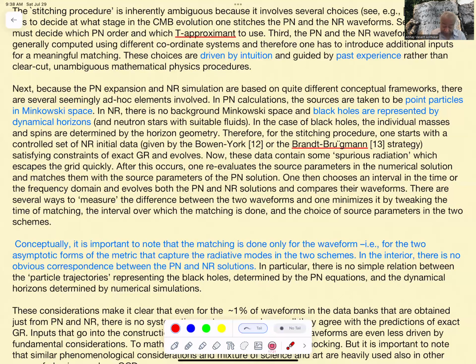There are several ways to measure the difference between the two waveforms, and one minimizes the difference by tweaking the time of matching, the interval over which the matching is done, and the choice of the source parameters in the two systems. And when there is a match, then one says, okay, I matched it well now in this region. So to the past of the region, I'm going to use post-Newtonian. To the future of that region, I'm going to use numerical relativity. And in between, I matched. But as you can see here, there's a lot of skill, there's a lot of intuition, there's a mixture of art and science that is involved in this stitching procedure.